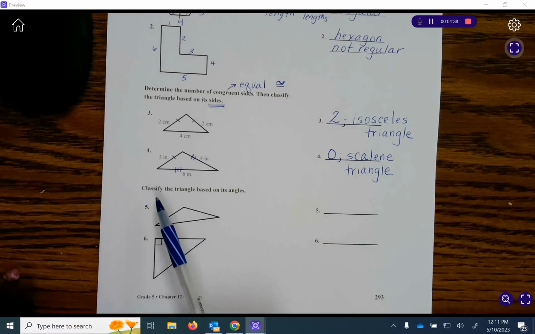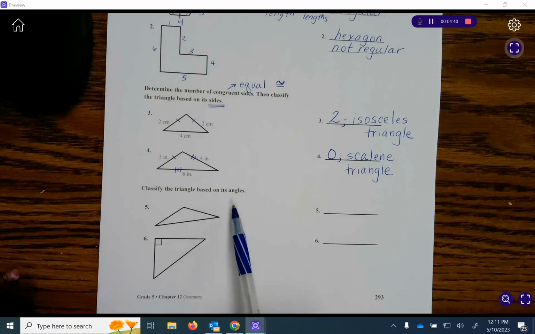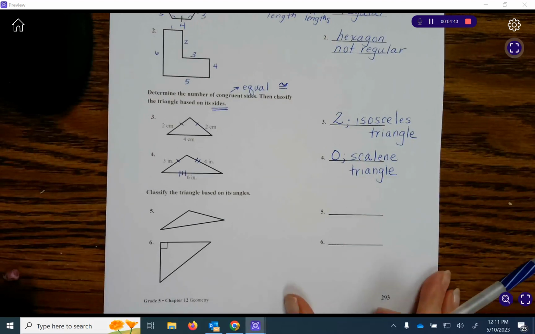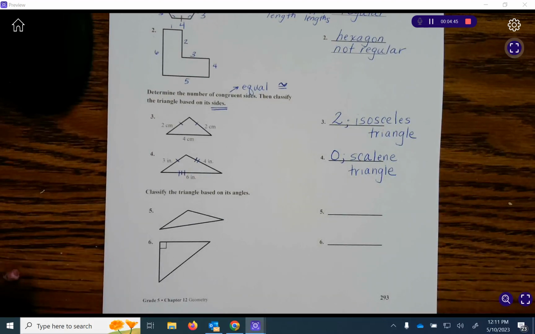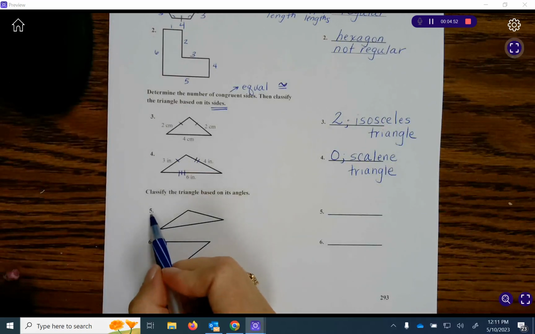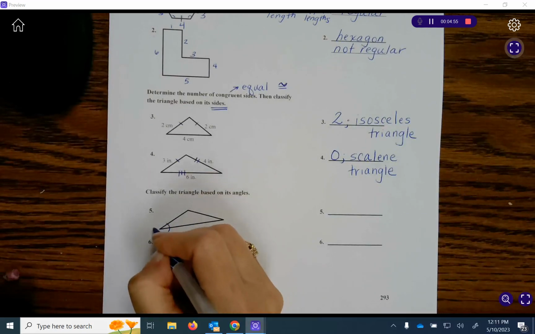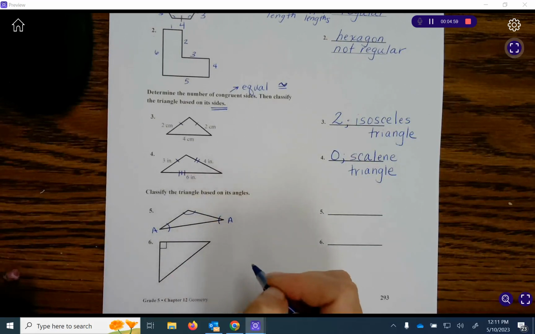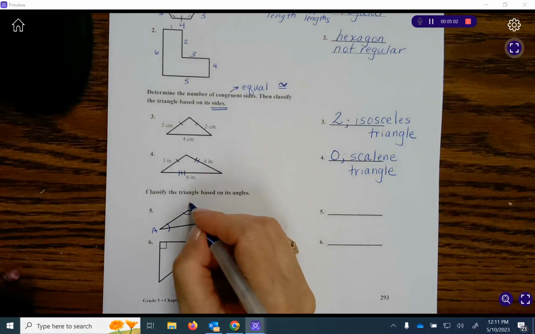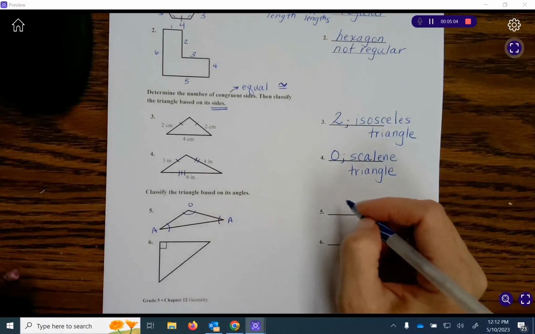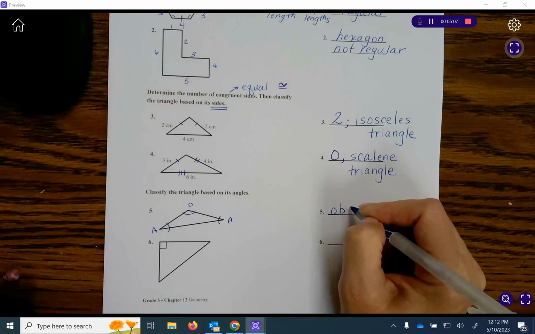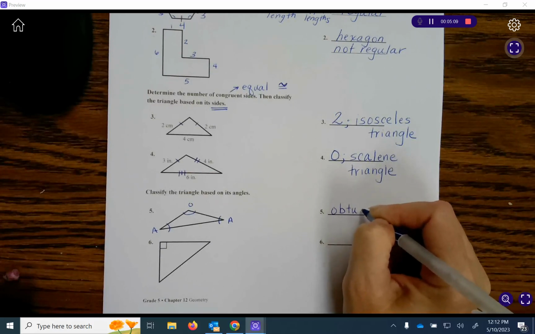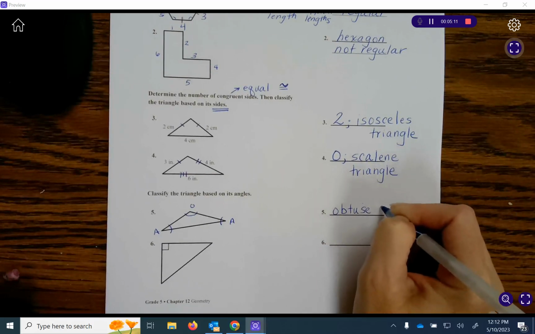Now we're going to classify triangles based on their angles. Every triangle has 2 acute angles, and then the third angle is where it gets its name. When we look at question number 5, this is an acute angle, this is an acute angle. This angle is greater than 90 degrees and it is an obtuse angle. Therefore, the whole triangle is called an obtuse triangle.